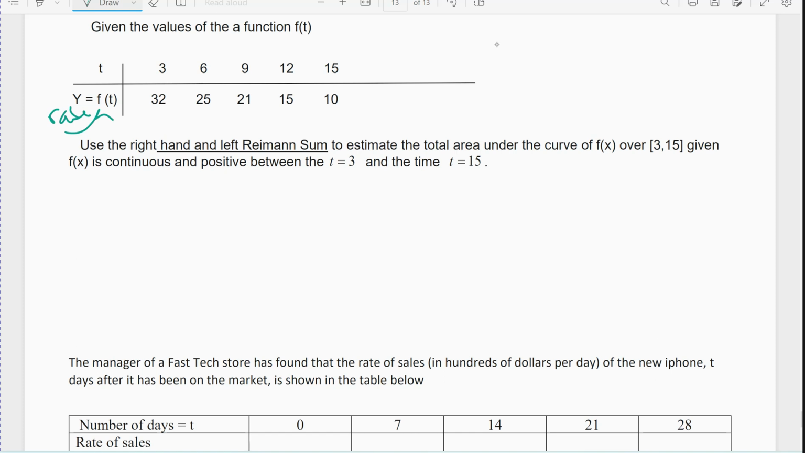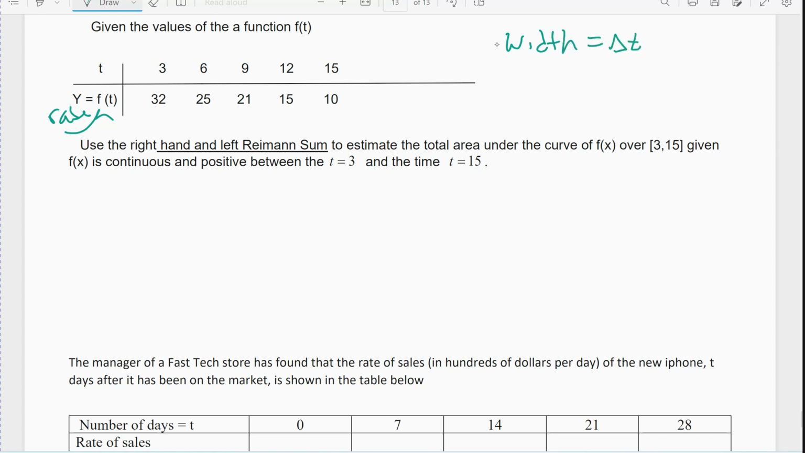What we have to do is figure out what are my left points, right points, and what are my widths. My widths are the same. So we want to find the left-hand, right-hand sum of this function between 3 and 15, because that's my starting and stopping values. Again, it's continuous and positive between those values. And so the first thing we have to do is figure out the width, because the width is the same for each of them. The width would be the change in x, or the change in t in this case.